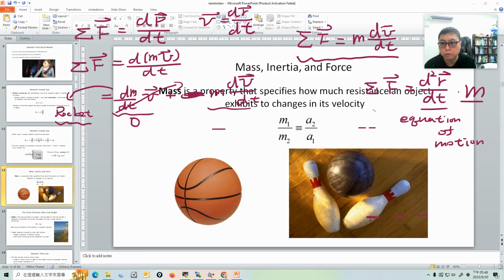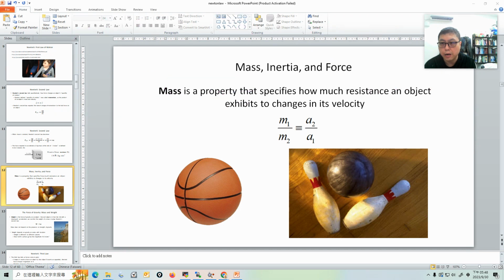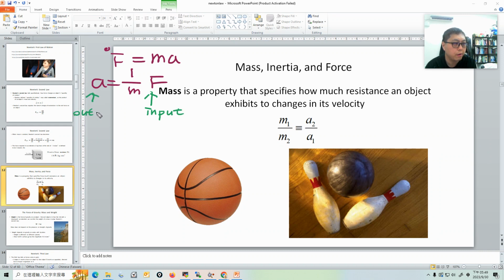That's the slide we just saw. F equals ma. Let's use F net and get rid of the vector to make it simple. We can reverse this equation and say a equals 1 over m times F. So you can look at this equation this way: force is your input, acceleration is your output.